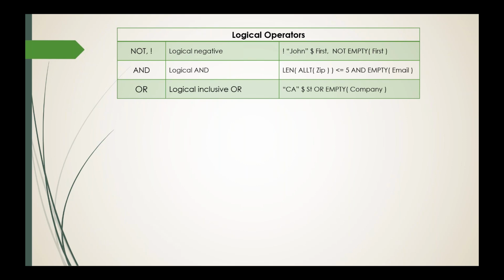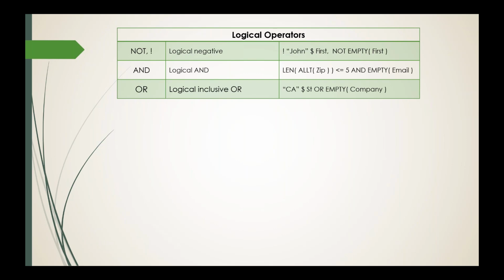So is John found in first? But what our logical operator with that exclamation point is going to do is invert that return. If John is found in first, that would return true, but our logical negative actually switches that to a false. So is John not found in first is basically what that expression is saying. We can do the same thing just with the word not rather than the exclamation point. So not empty first. When is first not empty? That's true. If first is empty, it would actually return false, and it'll be reversed if first was not empty.